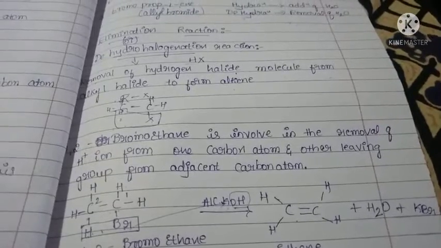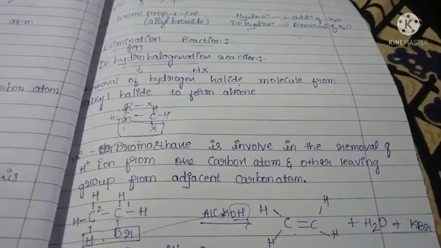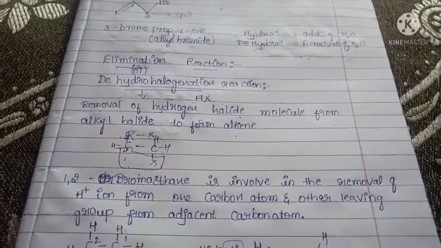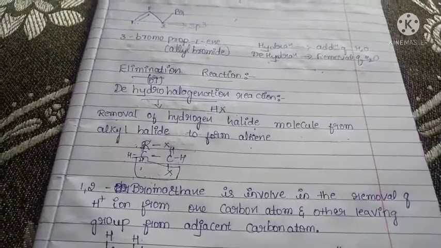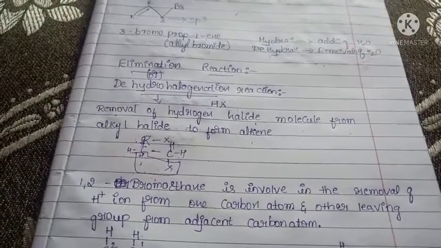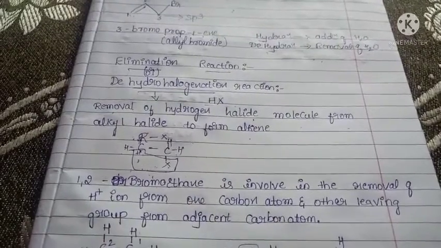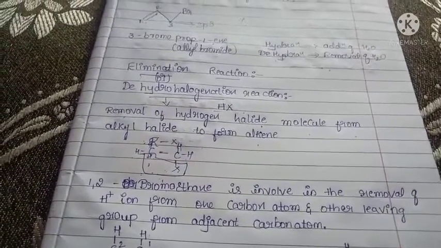Dear students, in the last class we learnt about the elimination reaction, which might also be called a dehydrohalogenation reaction. The dehydrohalogenation reaction means removal of a hydrogen halide molecule from the alkyl halide to form an alkene. It has only two carbon atoms.